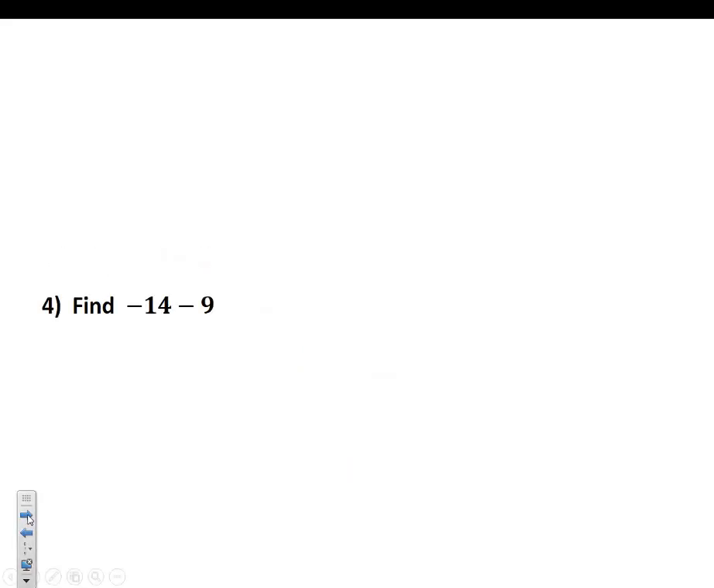Example number 4. Find -14 minus 9. So -14, I recognize I'm subtracting. What do I need to do? Change to adding the inverse. How do I do that? Same, change, change. So -14, the first term stays the same. Subtraction changes to addition, and positive 9 changes to -9. That is a positive 9. There's a subtraction sign there.